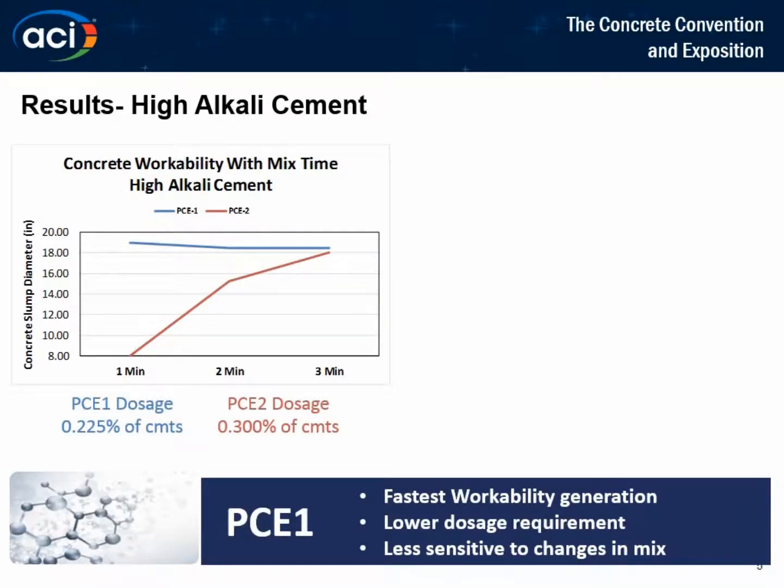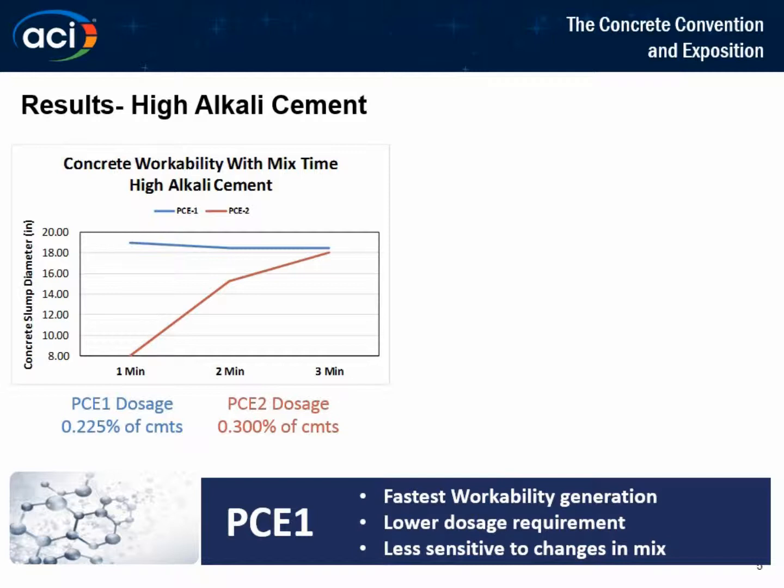Here we have the actual laboratory results starting with our high alkali cement. The blue line represents the performance of our PCE1, which is again that faster dispersion technology. The red line demonstrates the performance of our general use polymer. And on your axes you can see we're measuring essentially workability, so slump flow and diameters. Along the bottom is time.